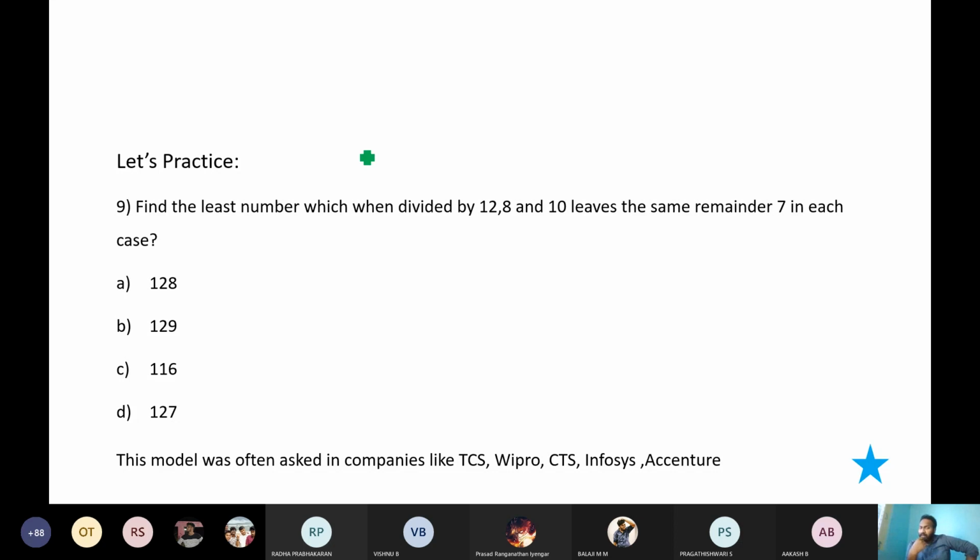Find the number which, when divided by 12, 8, and 10, leaves the same remainder 7 in each case. Very good, Harivardhani. Superb. Excellent, guys. So, what did I tell you? First, take the LCM of these numbers, LCM of 12, 8, and 10. And then add 7 to it because same remainder in each case.